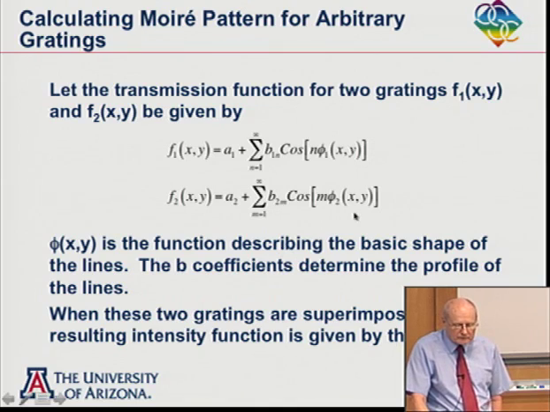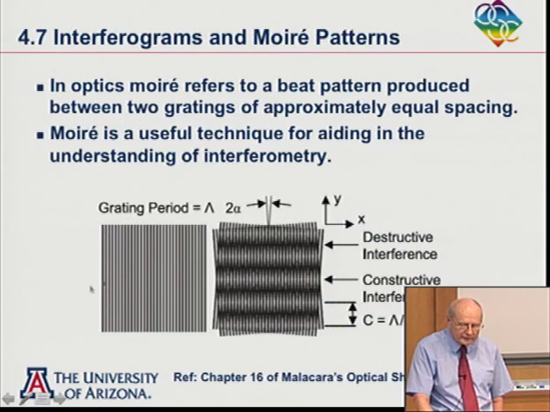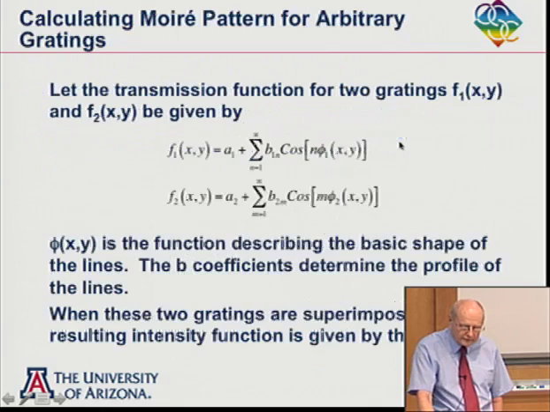And the B's are coefficients that really determine the profile of the lines. So back here what I had was just binary lines, but it doesn't have to be binary lines. It could be sinusoidal, it could be whatever, but that's determined by the B's. And the phi's here determine the basic shape of the lines.